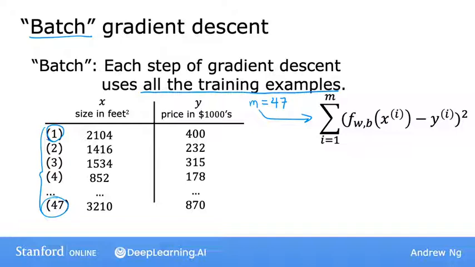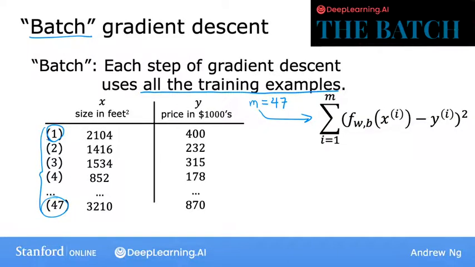If you've heard of the newsletter The Batch that's published by deeplearning.ai, the newsletter The Batch was also named for this concept in machine learning. And then it turns out that there are other versions of gradient descent that do not look at the entire training set, but instead look at smaller subsets of the training data at each update step. But we'll use batch gradient descent for linear regression.